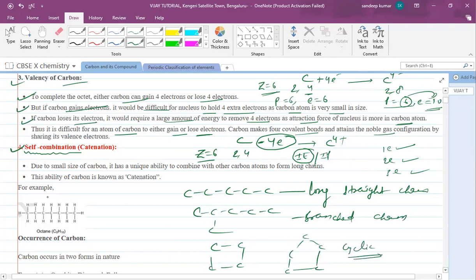Catenation. See, due to the small size of carbon, it has a unique ability to combine with other carbon atoms to form long chains. This ability of carbon is known as what? Catenation. Okay, we can see it can form chains like octane, decane.